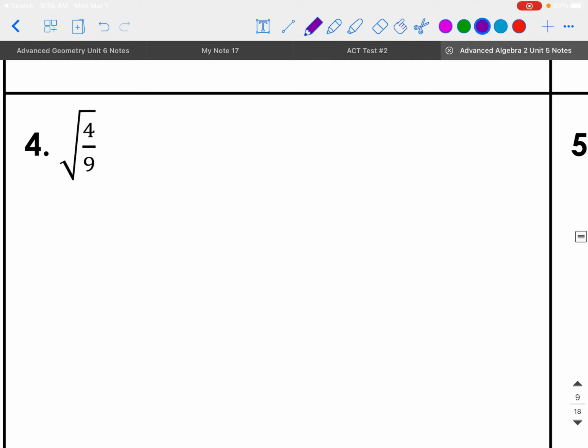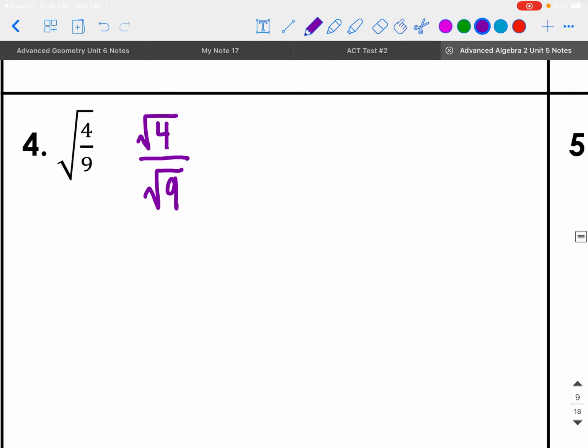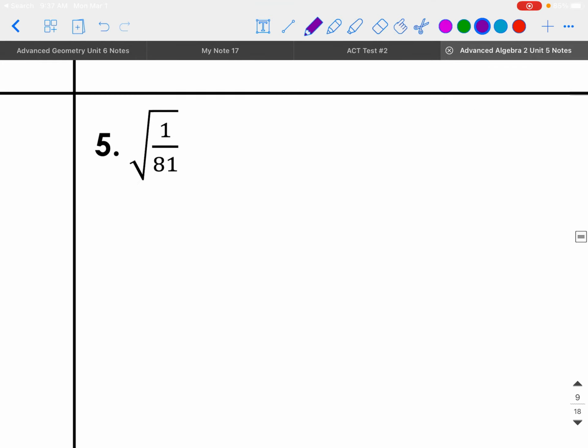When we have a fraction, this is the same thing as square root of 4 over square root of 9. So this would be plus or minus 2/3, because the square root of 4 is 2, square root of 9 is 3. You don't have to put the plus or minus in the top and the bottom. Number 5, that would be plus or minus 1/9. Square root of 1 is 1. Square root of 81 is 9.